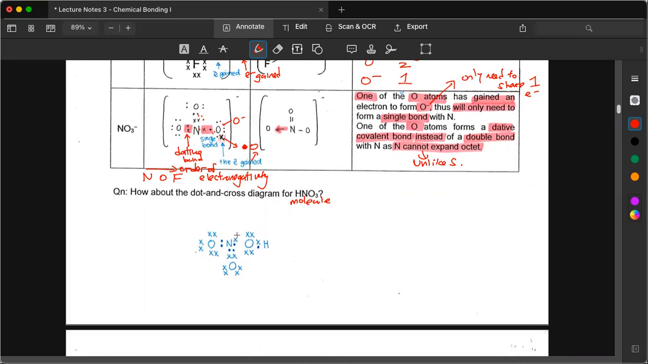So for HNO3, it's very similar to this. You have a dative bond here. Okay, you have a single bond here, while this oxygen is bonded to another hydrogen here. So this is also a single bond. Okay, and here is a double bond. So this is how you draw the dot and cross for HNO3. You have a double bond, single bond, and dative bond.